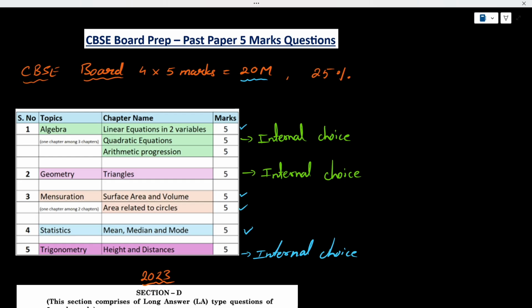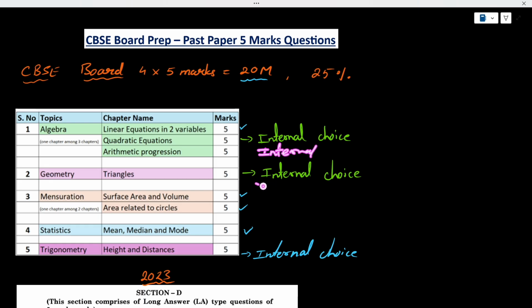So questions are always from these chapters. If you see algebra, there can be 3 chapters from which the 5 marker question can come, which is linear equation, quadratic equation, or arithmetic progression. Now, if it's a linear equation, there will always be one compulsory question. If it's a quadratic equation chapter problem, then there can be internal choice. Arithmetic progression is mostly a compulsory question or it can have internal choice also, right?